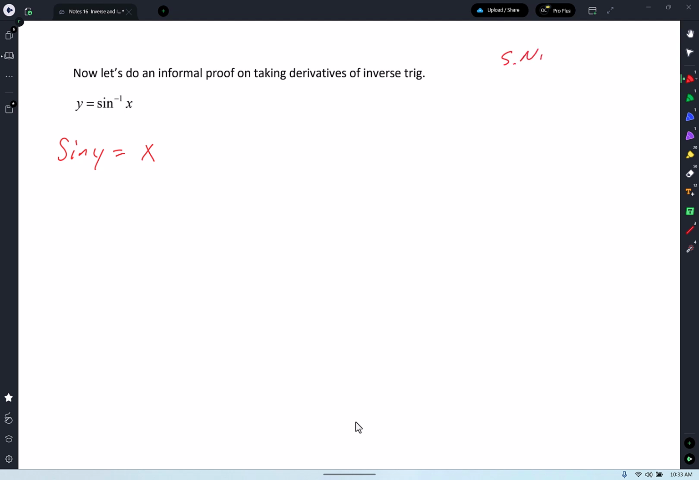Side note: if you had 5x equals, I don't know, 3. Don't write this down, just listen. With numbers, inverses and reciprocals are the same. But if I told you that you cannot divide, how do I get rid of that 5? You would go 5 to the negative 1, and whatever you do to one side, do to the other, and those would cancel, and you would go x equals 5 to the negative 1 times 3. That's all I'm doing. So how do I get x by itself? I'm doing the inverse of your inverse, which is sine. So sine y equals x.